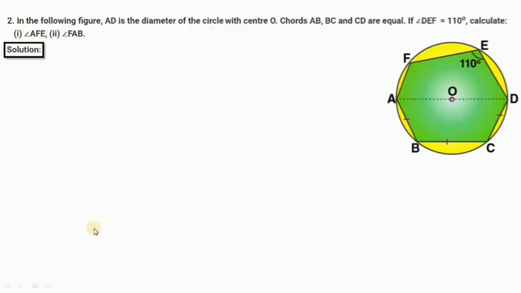Okay, let's see the second question for the day. It is given that in the following figure, AD is the diameter of the circle with center O. So AD is the diameter with center O. AB, BC and CD are given to be equal.